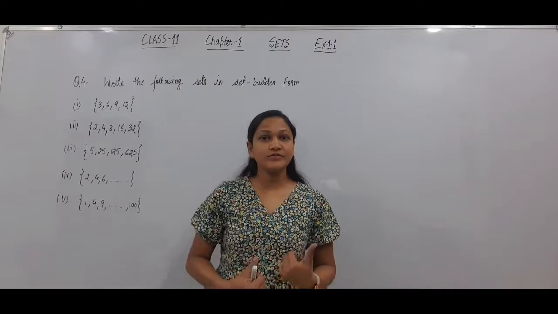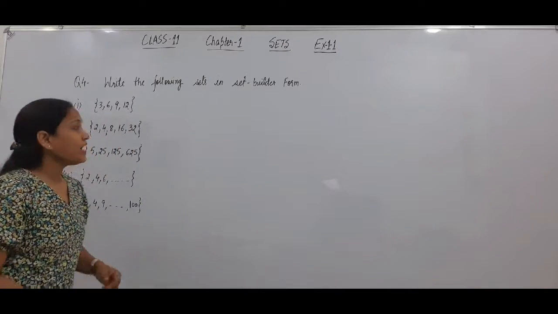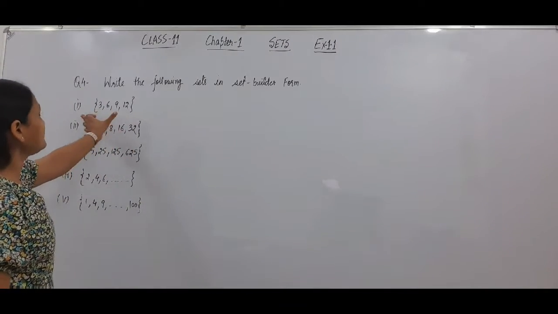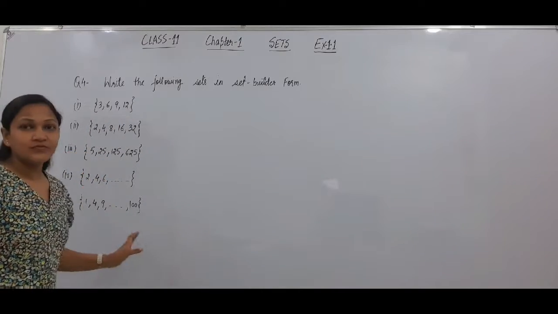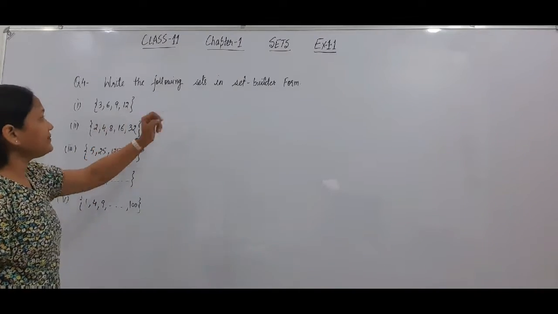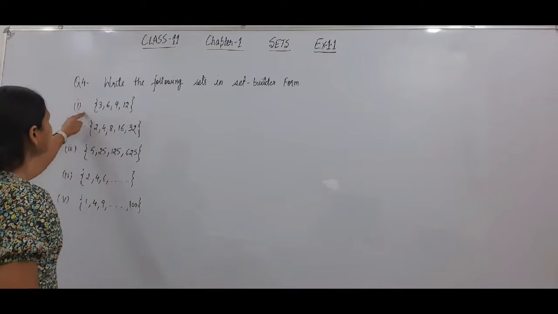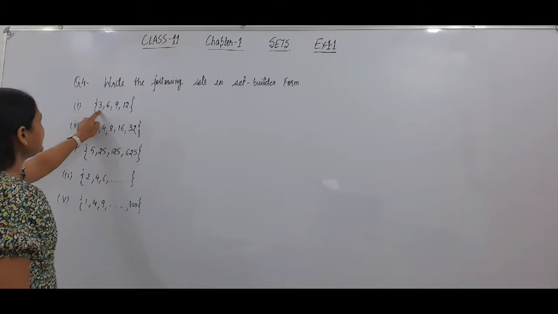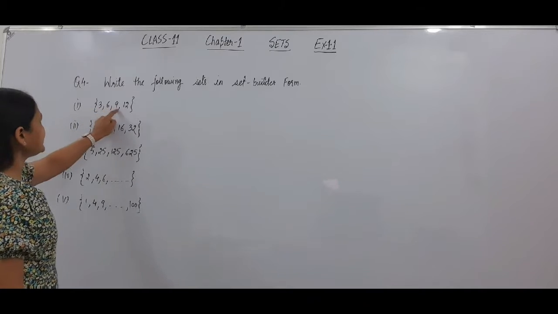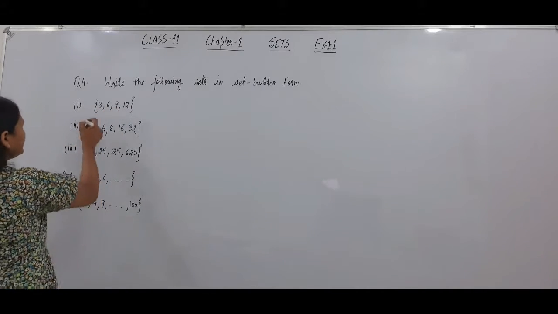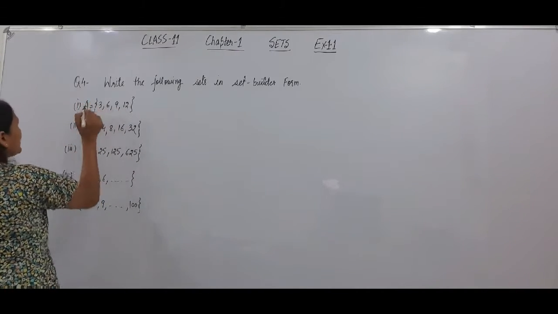But today we are going to start with our question 3, and in this question we are given some sets in roster form and we have to write them in set builder form. So let us start with the first one. Let's consider your first set, that is 3, 6, 9, 12. So let this set be A.